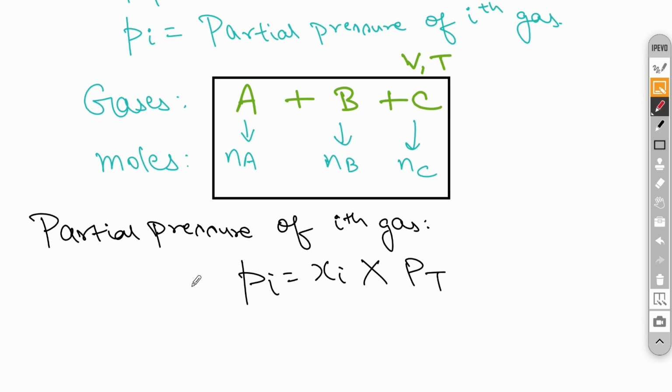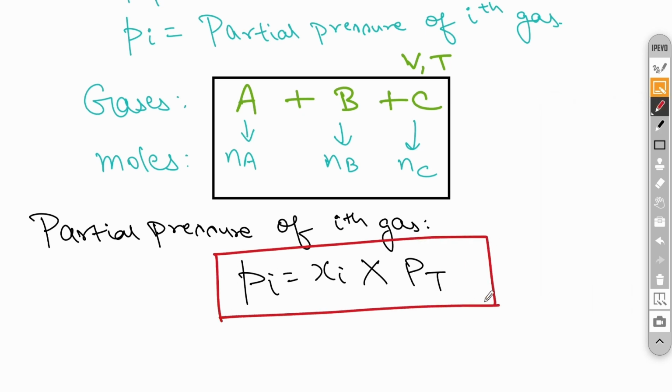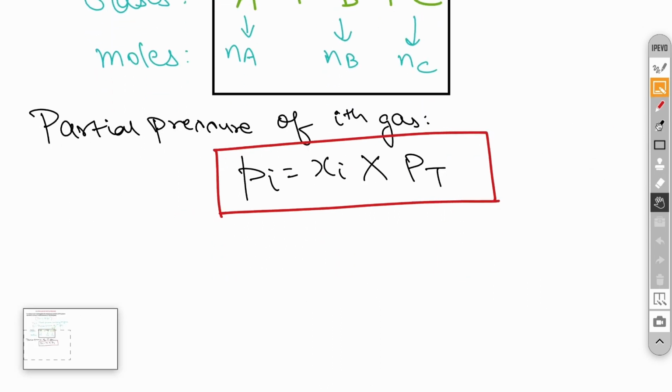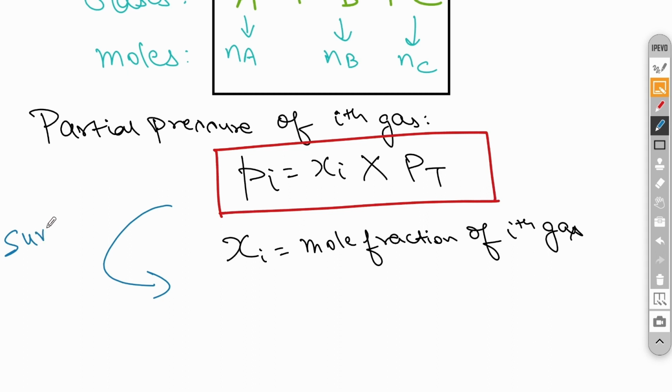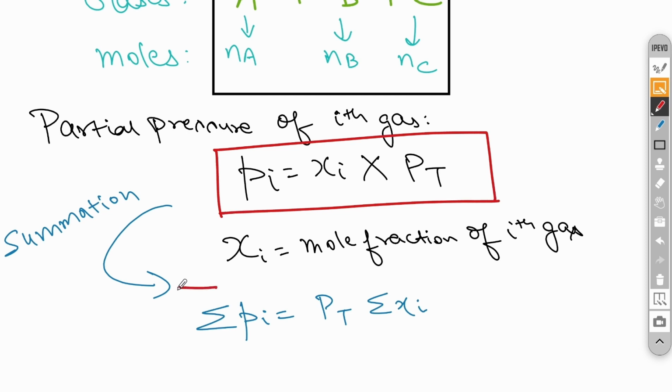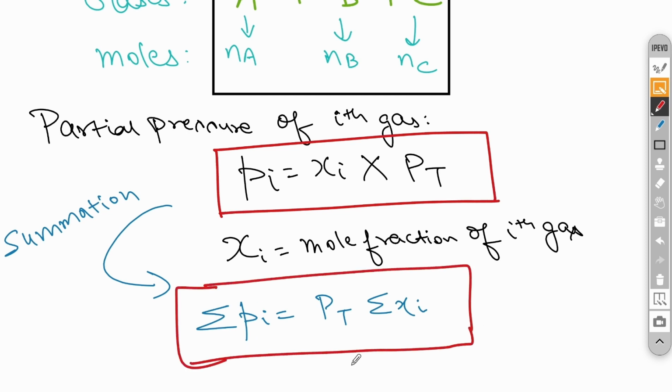What is Xi here? Xi is the mole fraction. You need to keep this formula in mind because it's a very important formula. Xi here is the mole fraction of the ith gas. We'll discuss what mole fraction is in a while, and Pt, you know, is the total pressure. If we do the summation on left and right hand side, we'll get sigma Pi is equal to Pt multiplied by sigma Xi, and the summation of mole fractions is always equivalent to 1, and you need to keep this in mind, right?